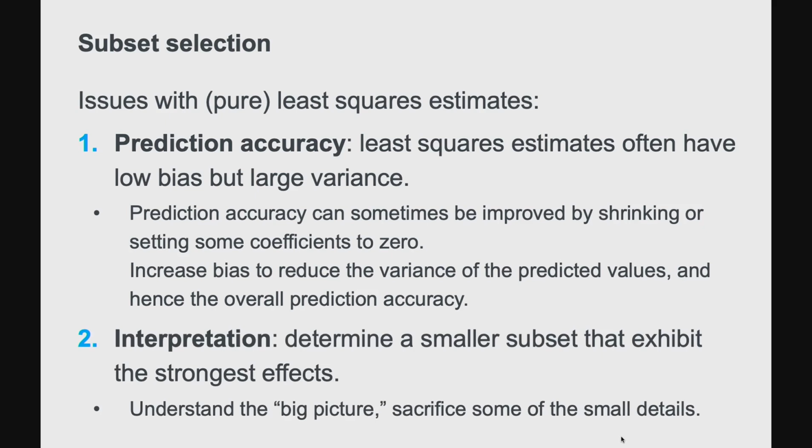And of course, this is about prediction accuracy. You could also say that when we have a smaller subset of variables, like now when we throw this out and have only 2 variables, maybe what we really determine is the subset of variables that has the strongest effect, and that's most important for doing a good prediction. So we could understand the big picture by sacrificing some of the details.